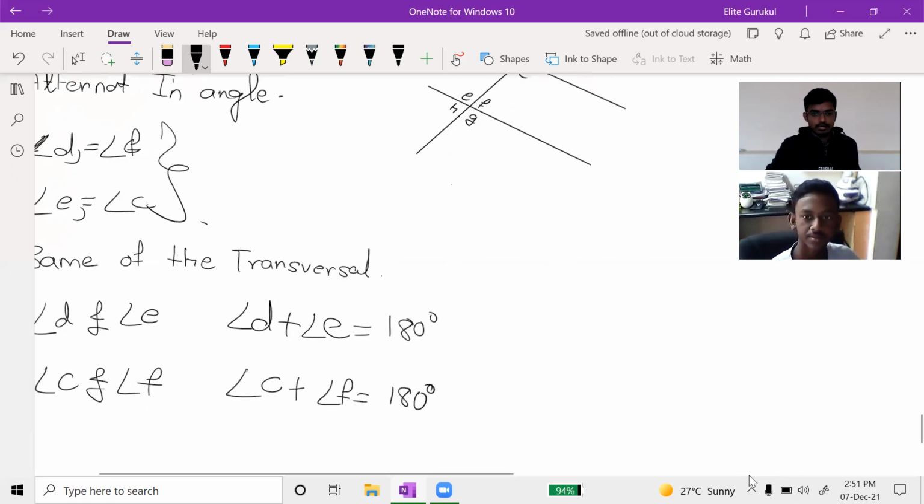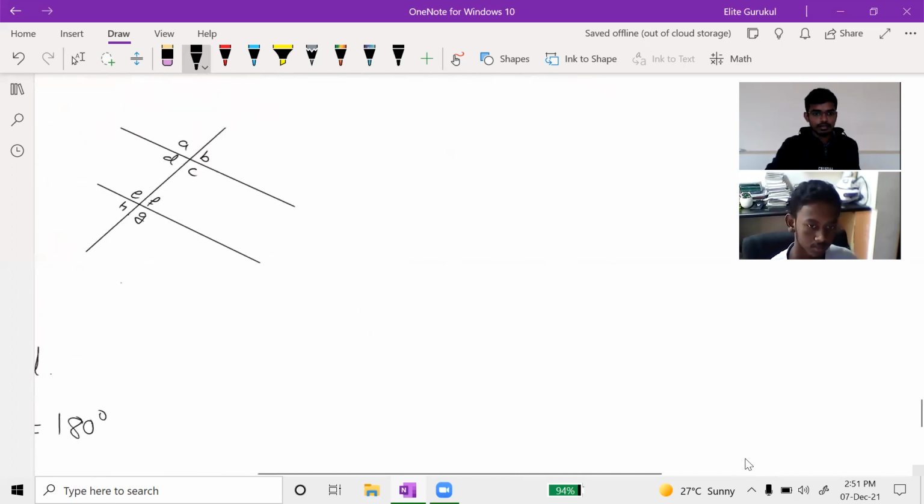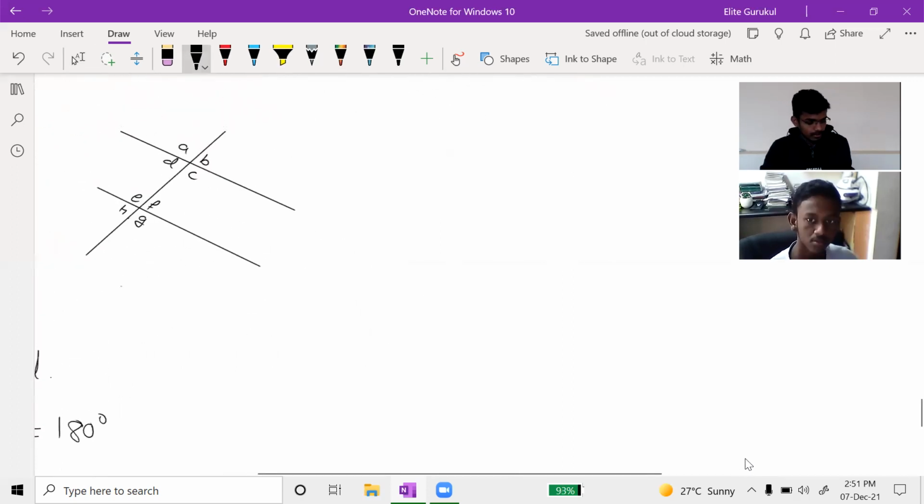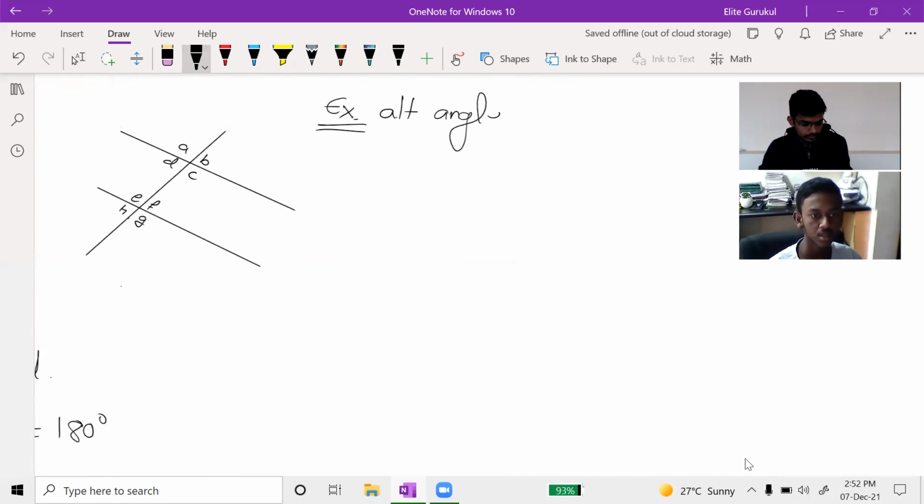Now look at the diagram and tell me the exterior alternate angles. Angle A and angle G. Angle A is equal to angle G. You should say equal to. They are equal to each other. And angle B is equal to angle H.